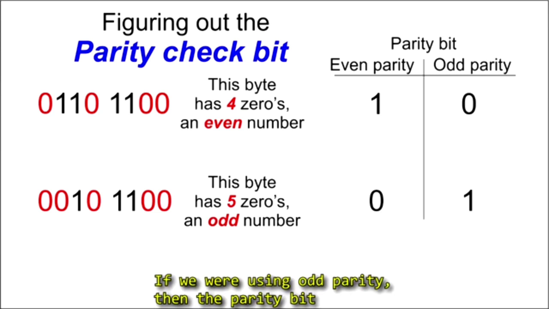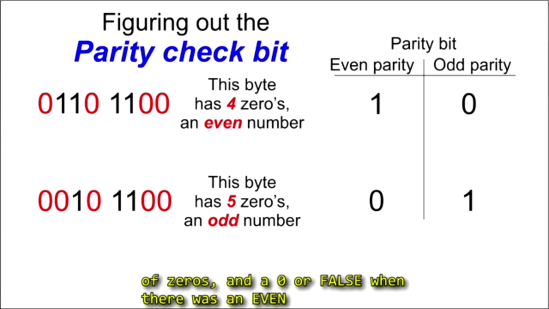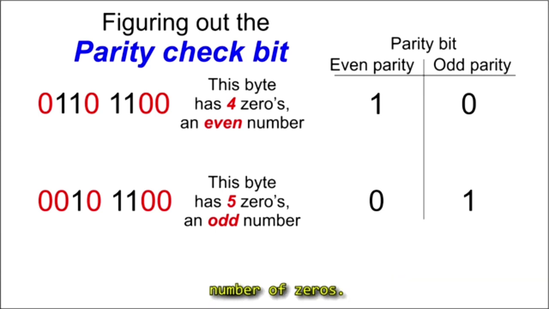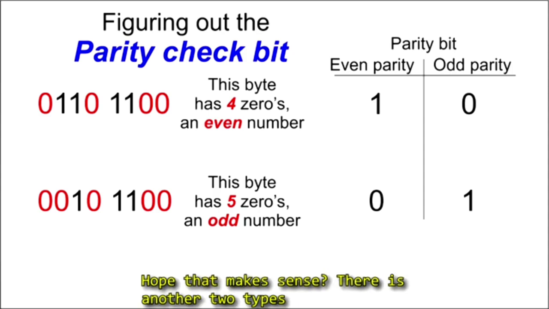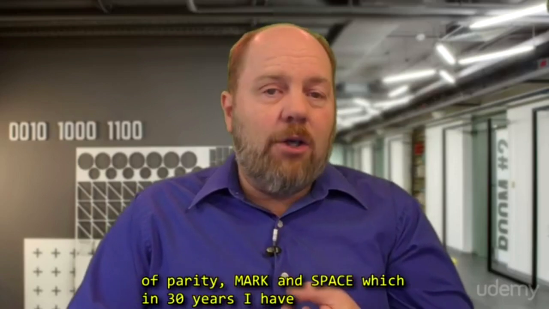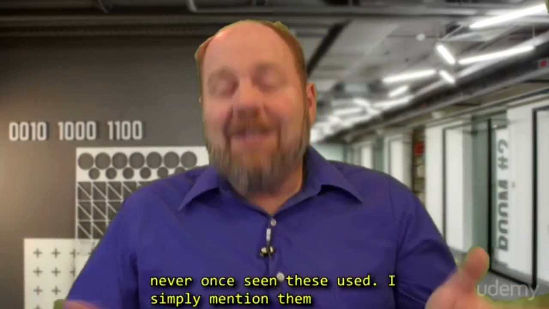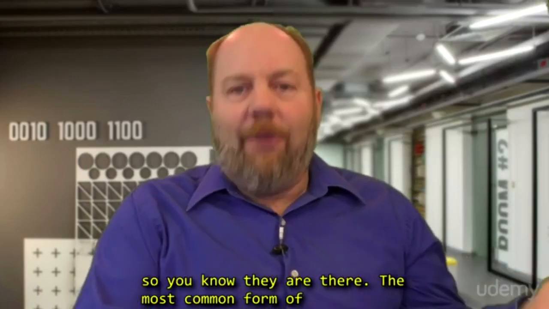If we were using odd parity, then the parity bit would be a 1 or true when there was an odd number of zeros, and a 0 or false when there was an even number of zeros. Now, I hope that makes sense. There are another 2 types of parity, mark and space, which in 30 years, I have never once seen used. I simply mention them so you know they are there.